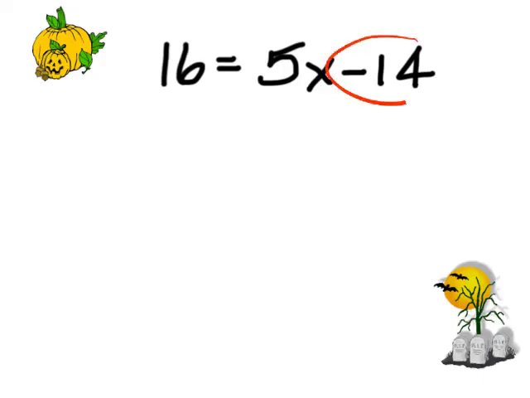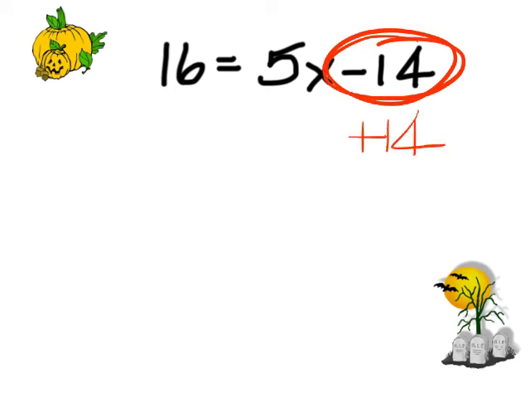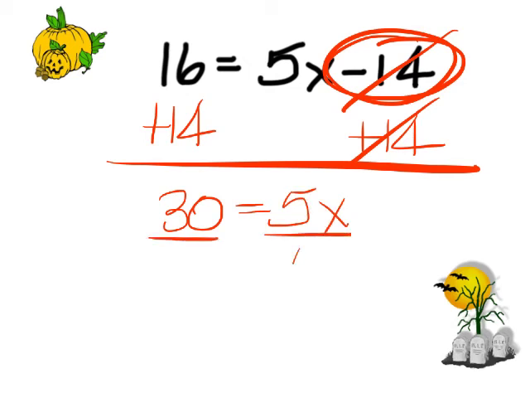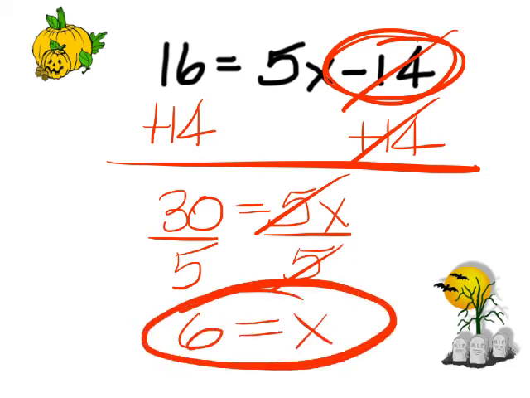Example number 8, you have a minus 14. So add 14 to both sides. These cancel, and you get 30 equals 5x. Divide both sides by 5, and you get 6 equals x.